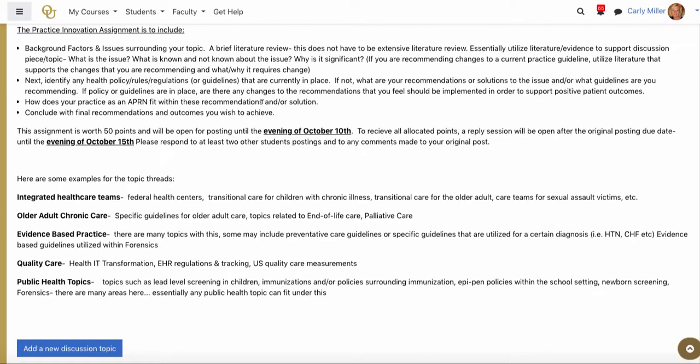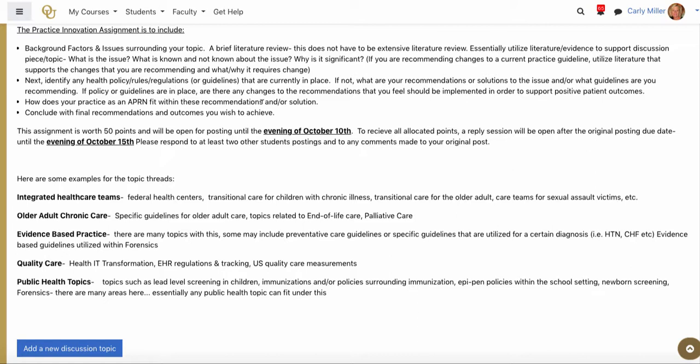These are just ideas. Older adult chronic care. These may be specific guidelines, maybe guidelines related to end-of-life care, palliative care, evidence-based practices. There's tons of topics for this. It could be preventative care guidelines or specific guidelines that are used for a certain diagnosis like hypertension, CHF, or even the evidence-based guidelines that you utilize within forensics. So basically think about how you would implement this or what do you feel needs to be implemented.